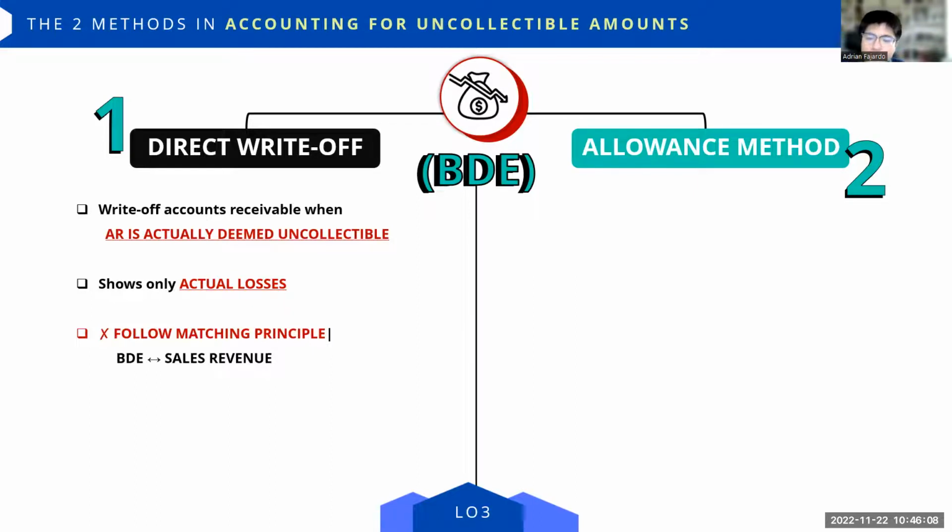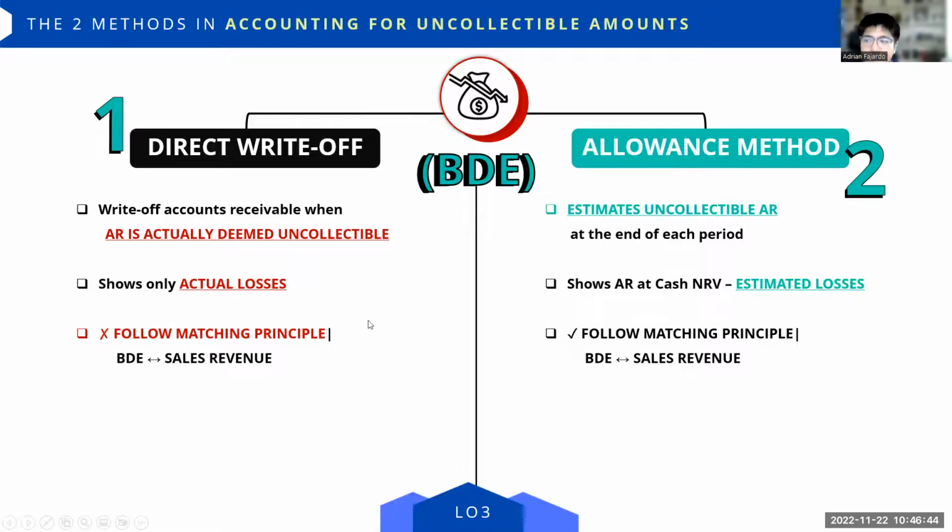In direct write-off, you only write off AR when it's actually deemed uncollectible. So the keyword here is that it's not an estimate. We're talking about actual losses. So in the direct write-off method, you only account for actual losses, not estimates. You only write off AR that is actually deemed uncollectible. Now, the problem here is that it does not follow the matching principle, that the bad debt expense does not match your sales revenue, and that's why it's not followed.